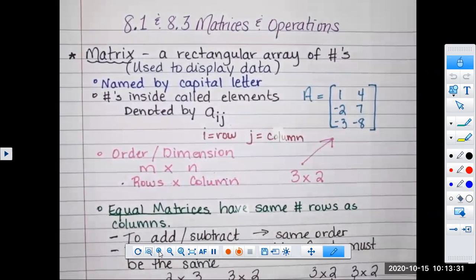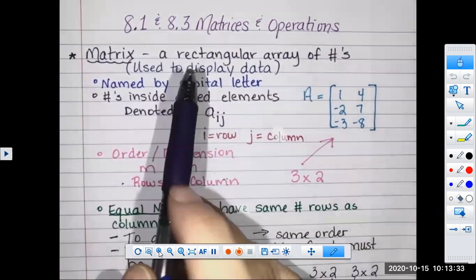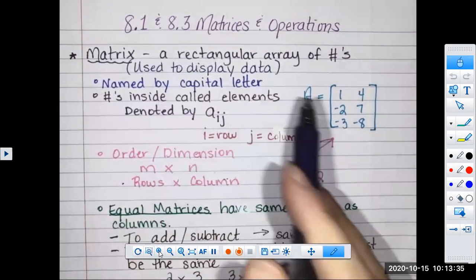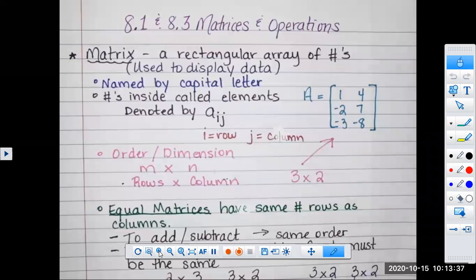A matrix is a rectangular array of numbers. They use matrices to display large amounts of data that you can quickly manipulate. And so we're going to look at how you add, subtract, multiply matrices today, how you solve systems of equations with matrices, and then we're going to look at solving matrix equations.